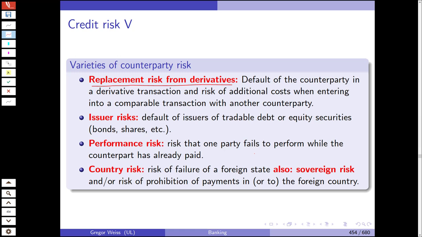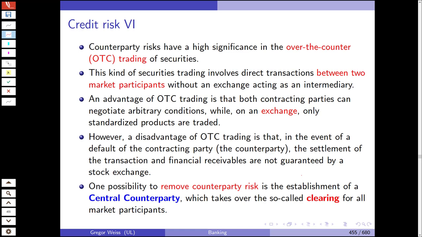Performance risk is the risk that one party fails to perform while the counterparty has already paid up. So you've paid and you're still expecting a certain service from a counterparty. If the counterparty defaults and cannot offer that service, you have counterparty risk. And also country risk, if you've bought a government bond, and this is also called sovereign risk. If the country defaults, then the government bond becomes worthless, and that's also counterparty risk.